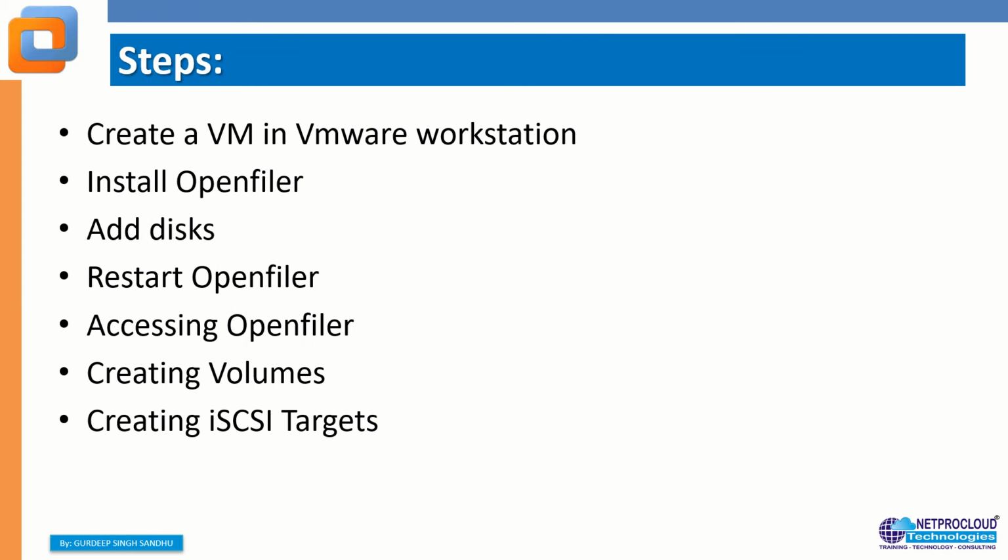So these are the steps. First of all, we have to create a virtual machine in the VMware Workstation, install OpenFiler, add disks, restart OpenFiler, and access OpenFiler. Now on the OpenFiler, we have to create the volumes, then create iSCSI targets and assign these iSCSI targets, meaning your LUNs and IQN, to the ESXi host.